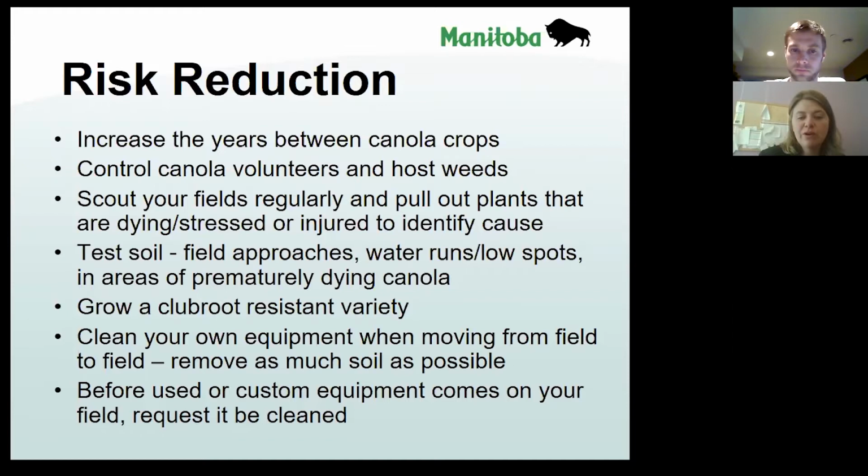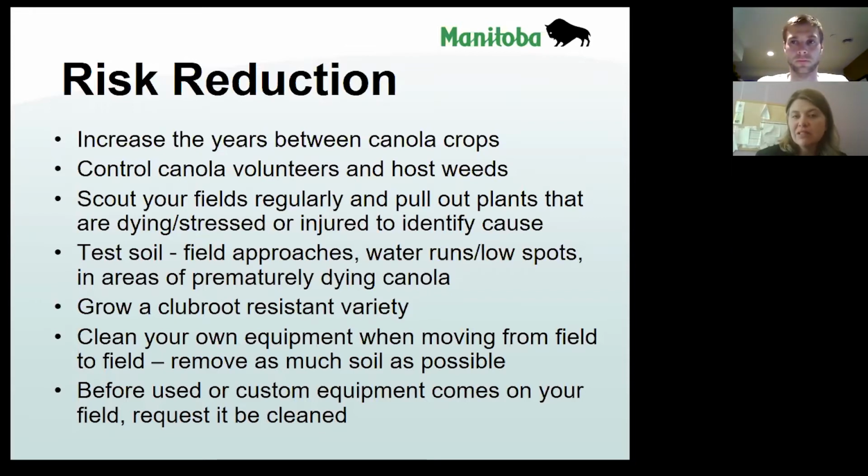And then before buying used equipment or getting custom applicators to come onto your field, request that it's being cleaned. If you're cleaning your own equipment and you're taking all the precautions, they're going to see that you're obviously serious about this, and they're not going to have an issue with the request. If you're not doing any of these steps yourself, they're probably going to question why you want them to clean. But it is another thing that you can keep in mind.